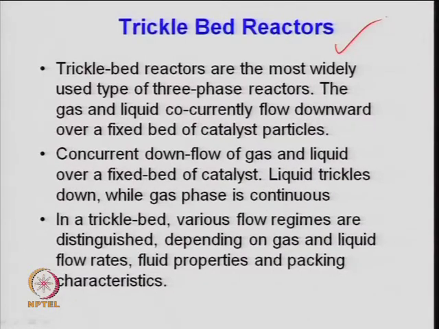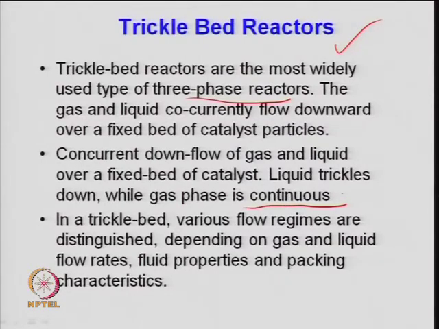The trickle bed reactor is one of the common types of 3-phase reactor, and here the gas and liquid flow co-currently downward over a fixed bed of catalyst particles. Most of the time it is from the upper side to the lower side, downward flow, but nowadays counter-current trickle bed reactors are also being tested at R&D level, to have more and more concentration difference. So, co-current downflow of the gas and liquid over a fixed bed of catalyst, this is the trickle bed reactor, and liquid trickles down while the gas phase is continuous.